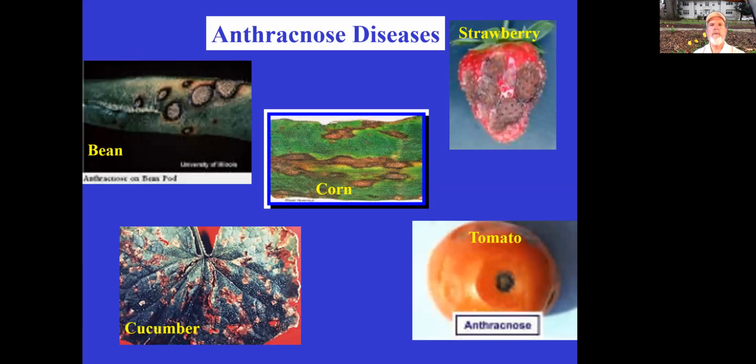Here's some more anthracnose diseases. Strawberries, very big. It's a big problem in strawberries. Tomatoes can get it usually at the end of the year. Corn, beans, cucumbers. And to get rid of most of these, we can use fungicides, but a lot of research is going into coming up with anthracnose resistant varieties.